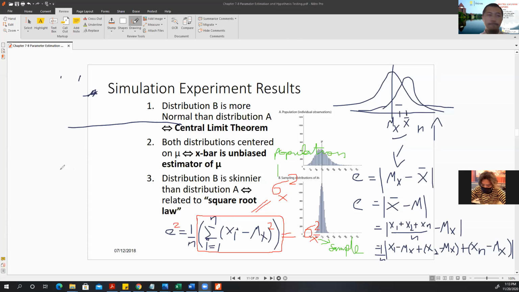Point out here that the variance of the sample is equivalent to the variance of the population divided by n. Also, if we take the square root of both sides, it is equivalent to the standard deviation of the sample equal to the standard deviation of the population divided by the square root of n.